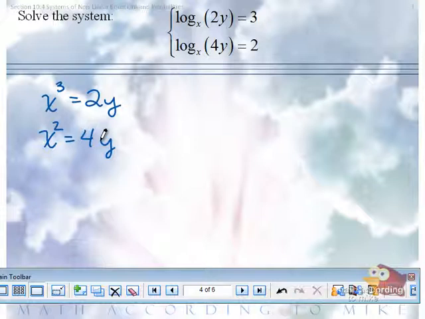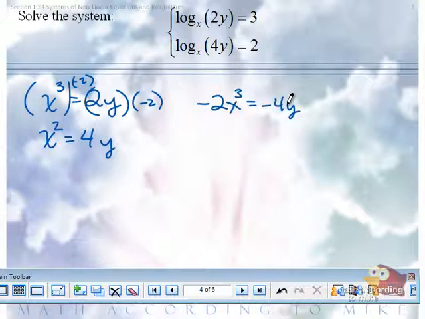Now looking at your two variables, which ones would be easier to eliminate, x's or y's? Y. Let's multiply the top equation by what so that we can eliminate the y's? -2? So our new first equation is -2x cubed equals -4y. Our second equation stays the same. So remember, elimination: multiply one or both equations by non-zero numbers so that when added, a variable goes away.